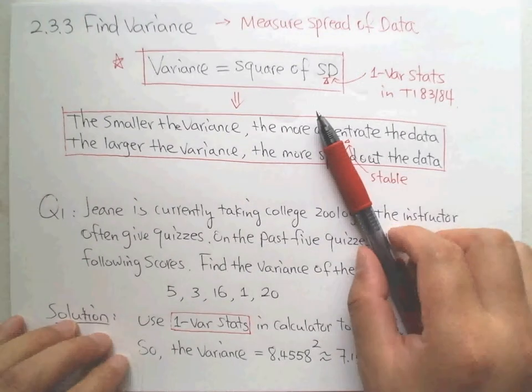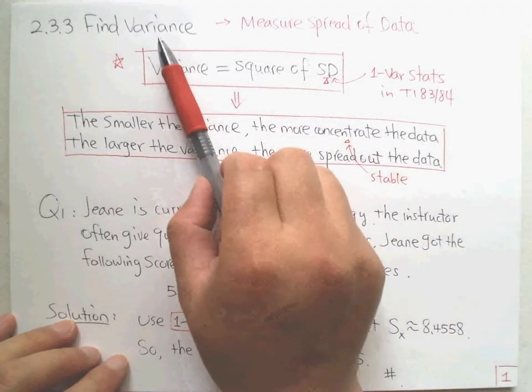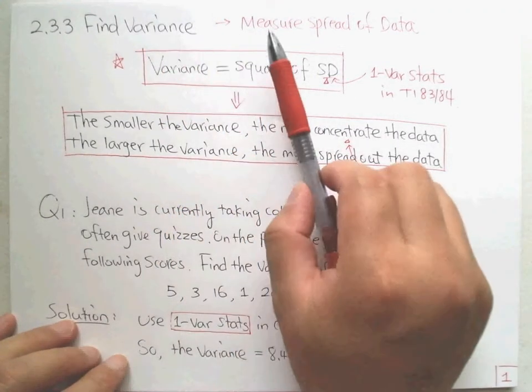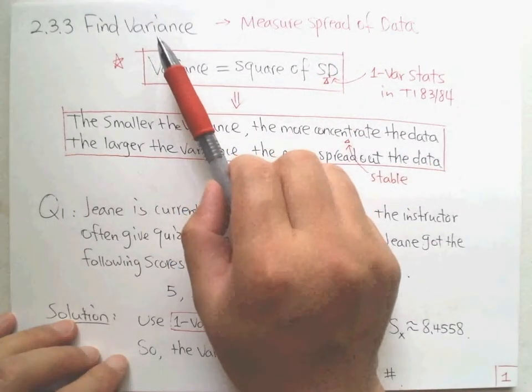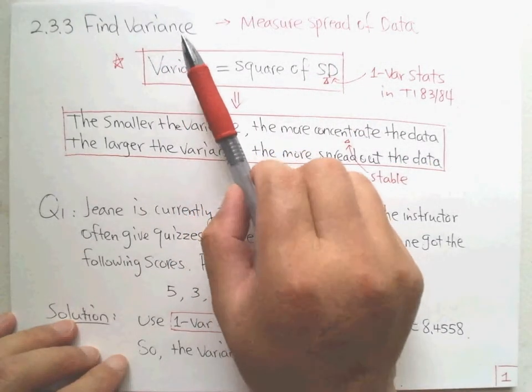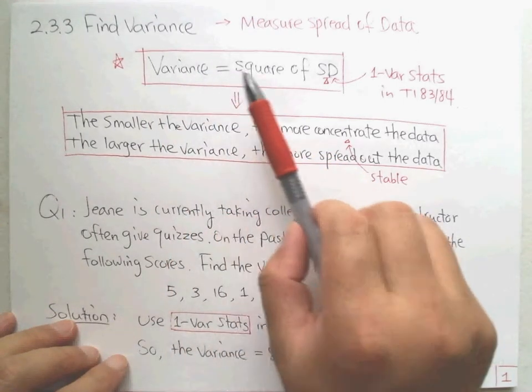In this lecture, I'm going to introduce variance, another measurement for the spread of data. The variance is directly linked to the standard deviation. And here is the definition. Variance is the square of the standard deviation.